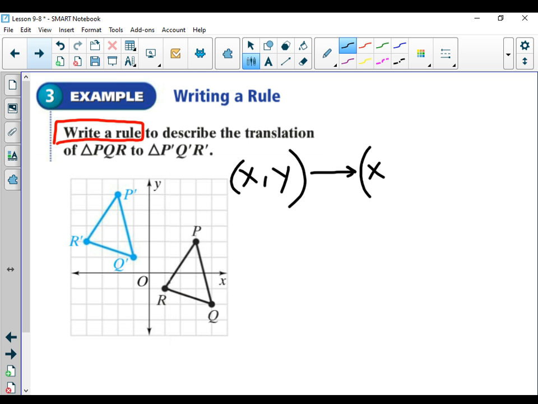Savannah? Because you can see the little dashes next to it. Yay, Savannah! The little dashes, she said, the prime marks mean that's where it moved to. Literally laughing at those two.